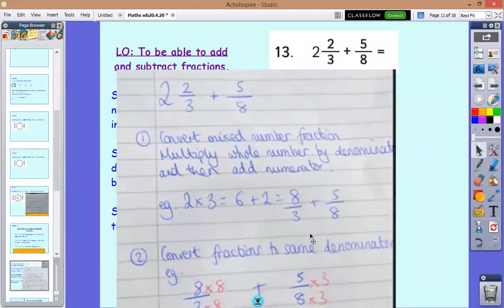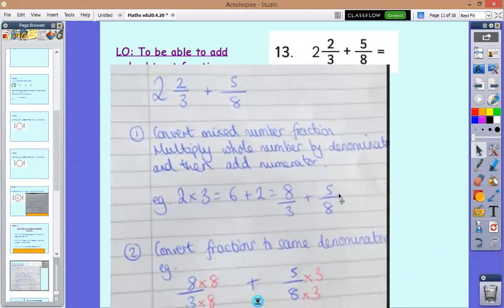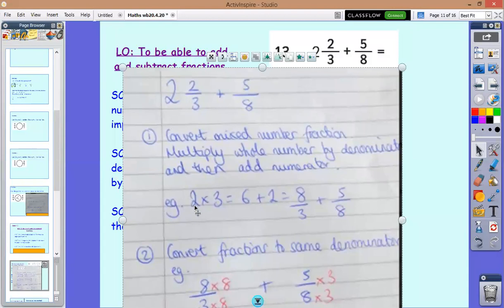So, first of all, I've got 2 2/3 and 5/8. Now to convert this mixed number fraction, I need to convert it to an improper fraction. I multiply the whole number by the denominator and then add the numerator. So in this example, I do 2 times 3, which equals 6. Then I add 2, which becomes 8 over 3 plus 5/8.